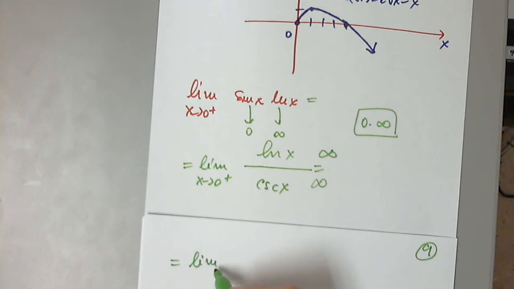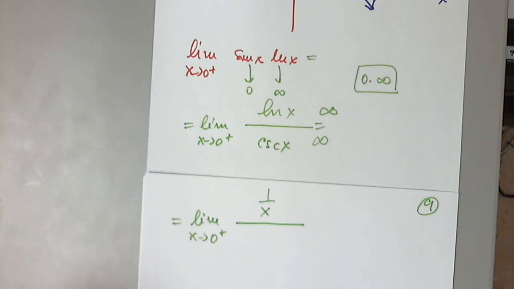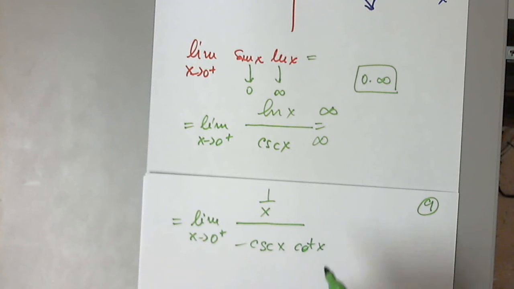So this is the limit as x approaches 0 from the right. Please do not forget to write the limit operator, because without the limit operator, this is incorrect. Remember, the limit operator gets dropped at the very end when you're finished with the limit. Okay, so then the top prime is 1 over x. And for the denominator prime, remember cosecant prime is negative cosecant cotangent. Okay, negative cosecant x cotangent x.